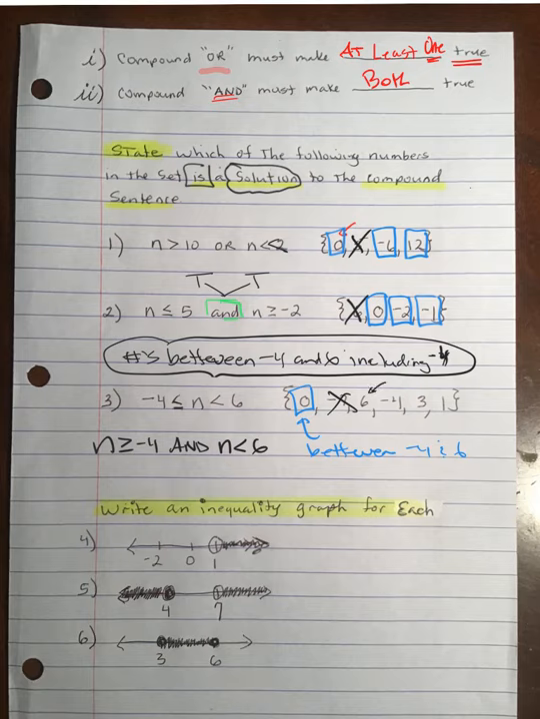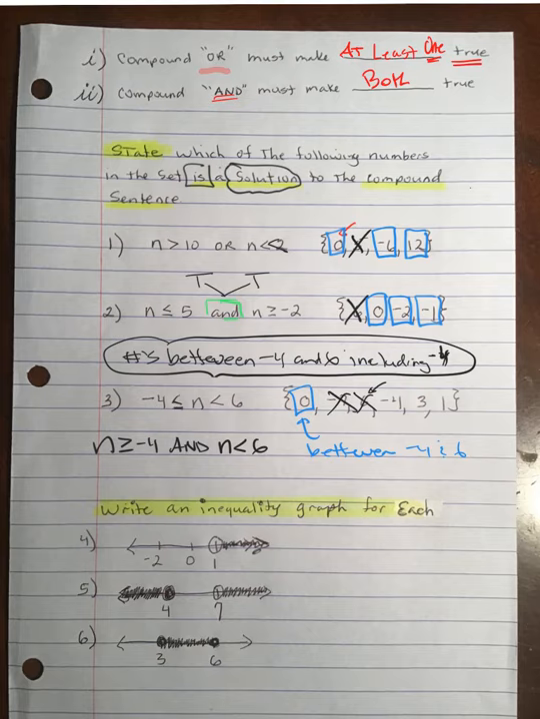Let's look at the number 6. Is the number 6 between -4 and 6? No. So if we break it down, is 6 greater than or equal to -4? Yeah, positive numbers are always bigger than negative numbers. That's true. But is 6 less than 6? 6 is not smaller than 6. It's equal to, but there's no equal to symbol in there. So that's false. This side over here is true. So it did not work for both, so that's not a solution. It's an and, it has to work for both. And 6 is not between -4 and 6, including -4.